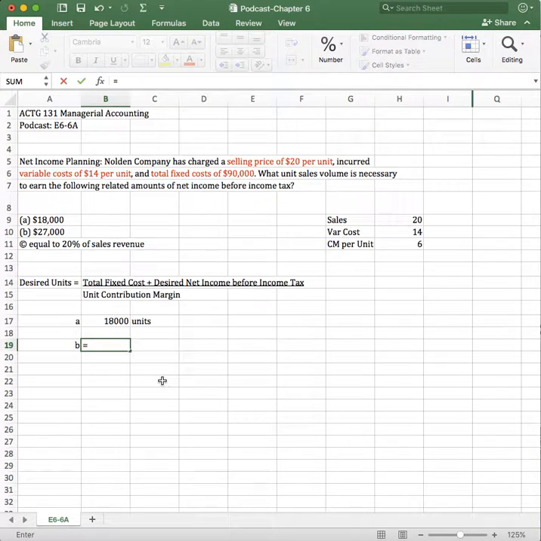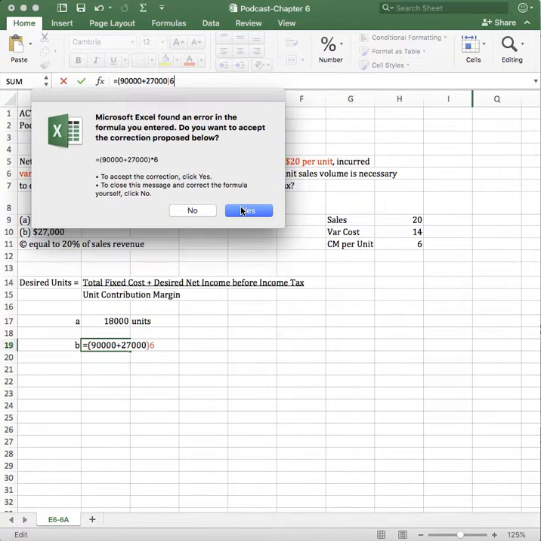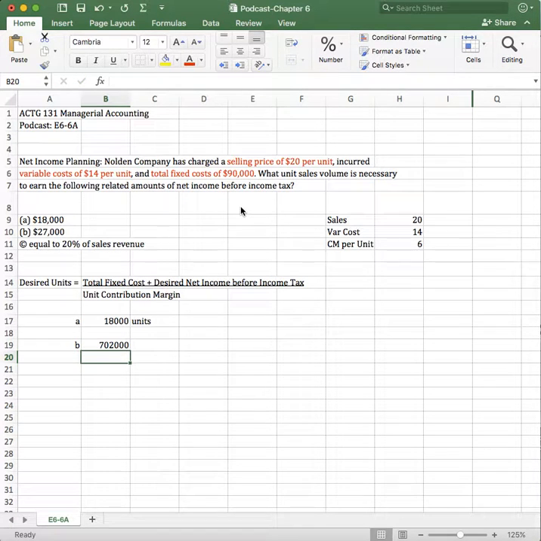Again, I'm going to set it up the same way. So fixed cost, $90,000. Add to the 27,000, which is the net income before income tax. Put that in brackets. And then we're going to divide by the contribution margin per unit, which is 6. Oops, got some kind of crazy error in here. That is wrong because I multiplied it by 6 rather than dividing by 6. So there's the answer. In order to receive $27,000 in net income before income tax, we would have to sell 19,500 units.